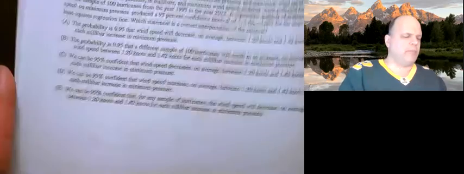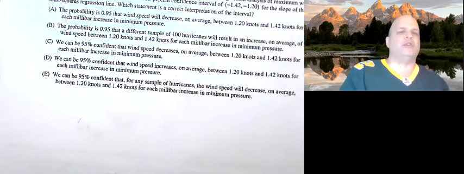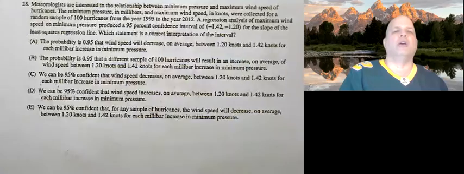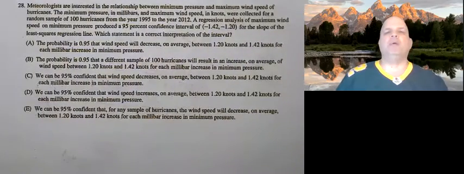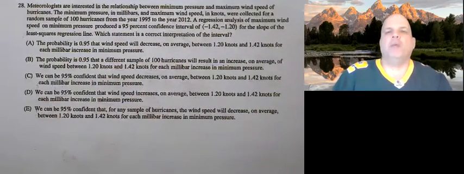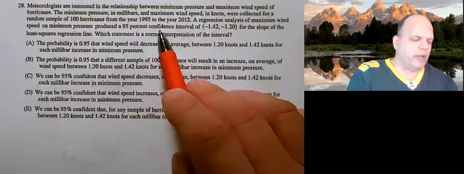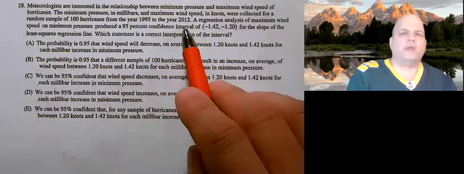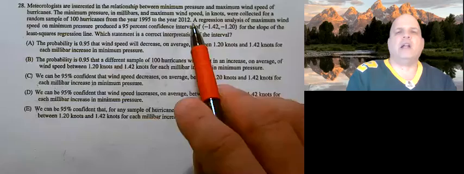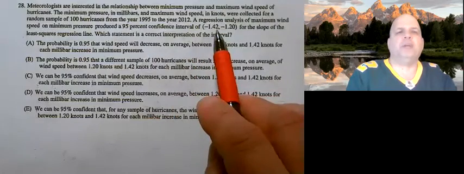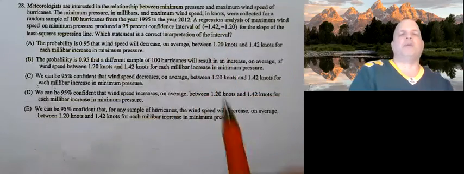Number 28. Meteorologists are interested in the relationship between minimum pressure and maximum wind speed of hurricanes. The minimum pressure in millibars and the maximum wind speed in knots were collected for a random sample of 100 hurricanes from the year 1995 to the year 2012. A regression analysis of maximum wind speed on minimum pressure.